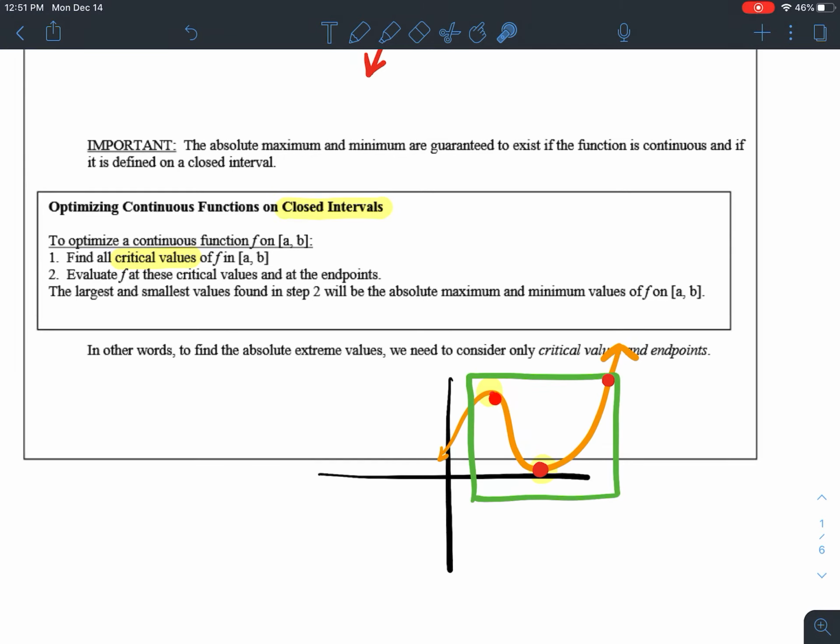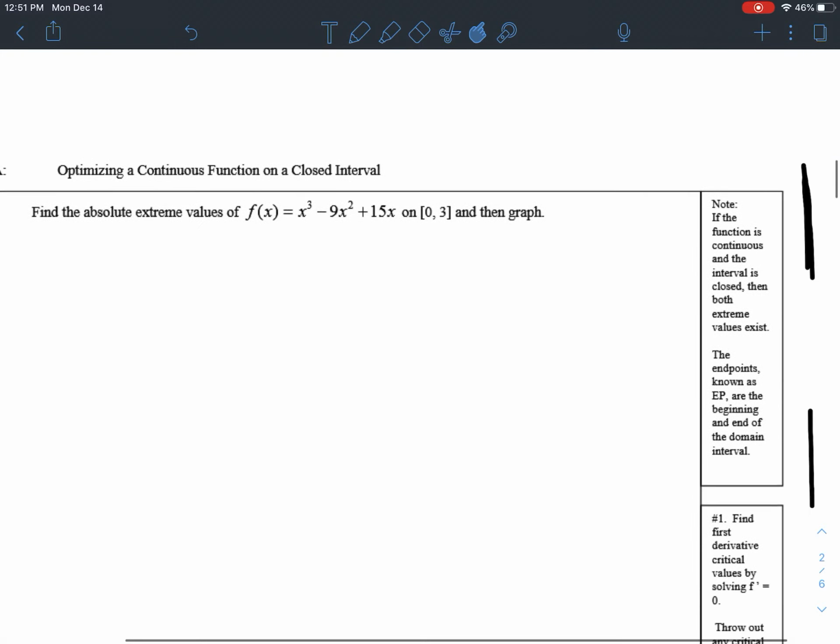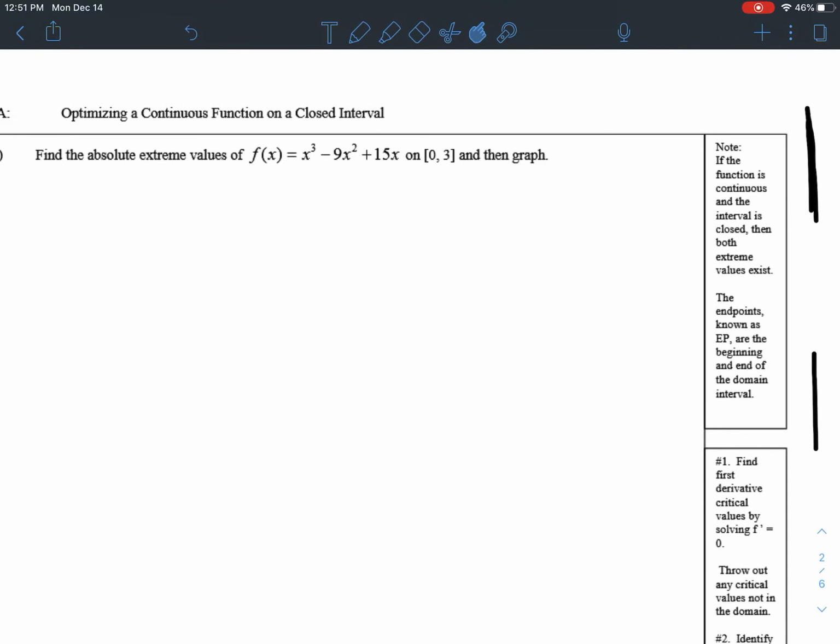But in this example that I gave you here, you can see how this end point over here is actually higher than this relative max. Okay, so we would also need to figure out what are the largest and the smallest values on this closed-in interval. It could be our end points. This will become hopefully clear when we look at this one example here. Okay, so here's what we're going to do in this example.